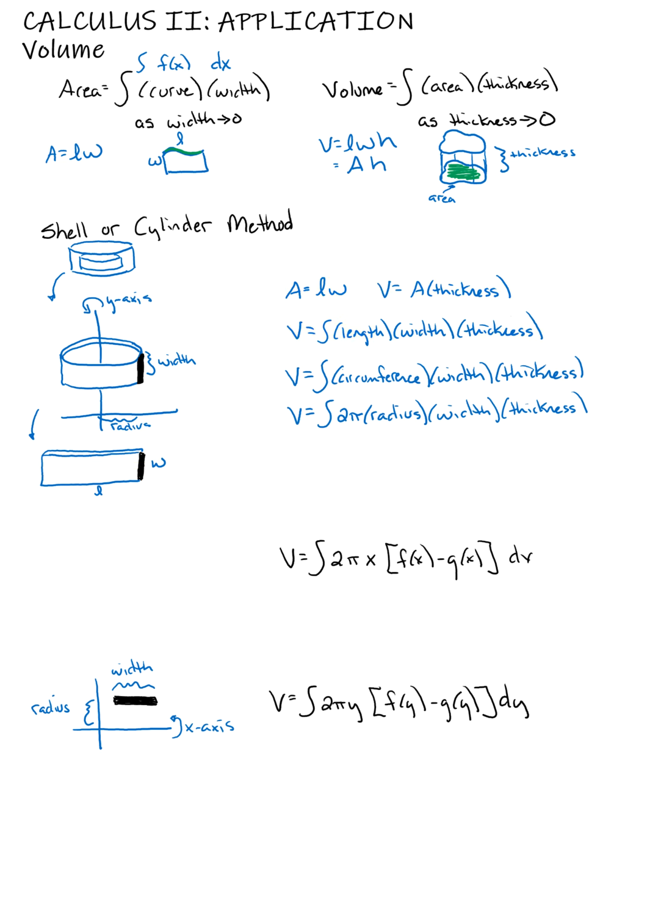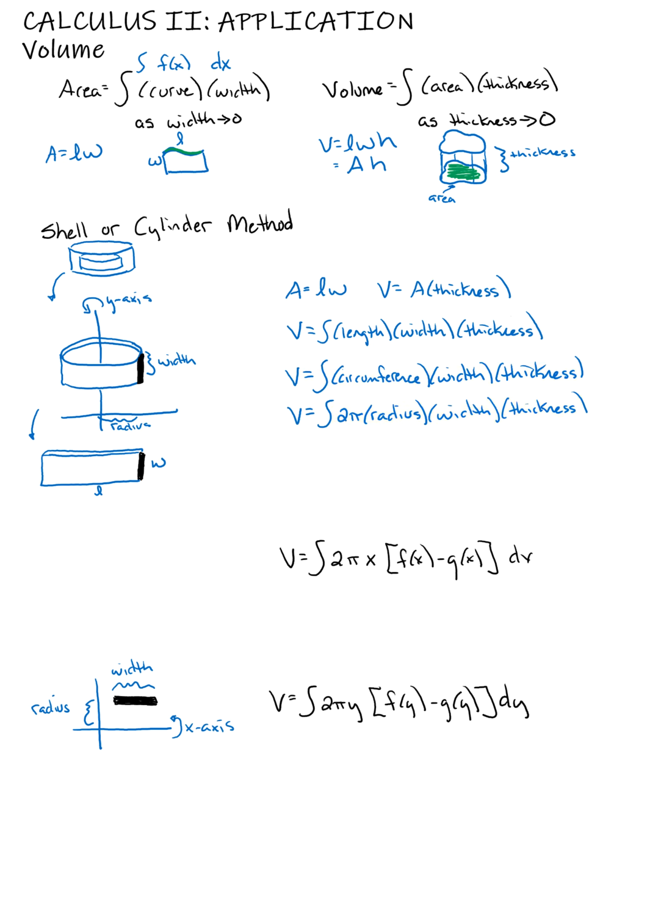Now, this length, the length down here, came from the circumference of our circle. So we can write this instead as the circumference times the width times the thickness. But how do we find circumference? Well, that's 2 pi times the radius. So our volume is 2 pi times the radius times the width times the thickness. And that's how we get our formula.